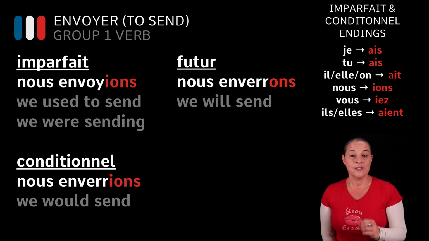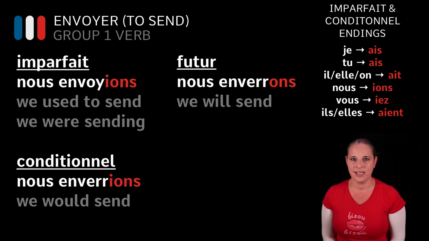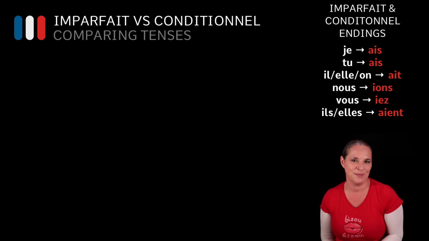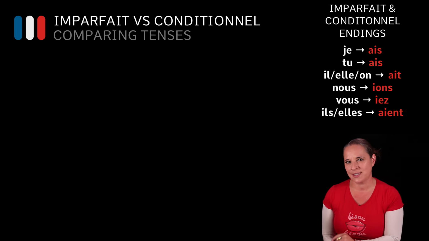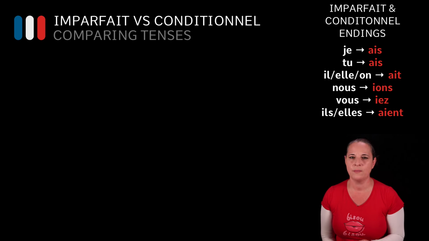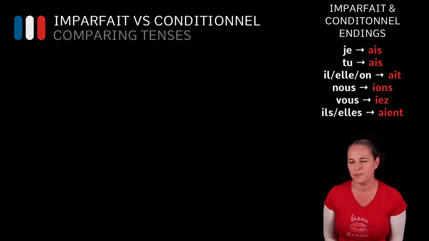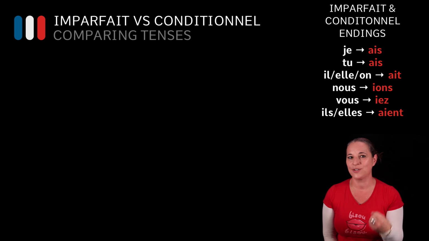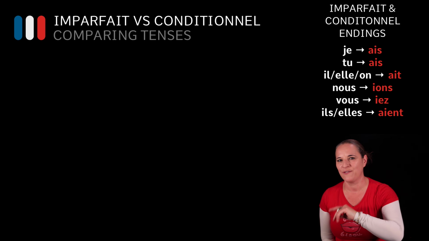So, to recap, to know whether a verb is in the imperfect or conditional tense, you need to check the stem. If there is an r, then the verb is in the conditional. I would advise you to learn the stem of the main irregular verbs, and please refer back to the video on how to conjugate the third group verbs in the conditional. And when you use a conditional tense with a clause introduced by si, remember to use the imperfect afterwards.